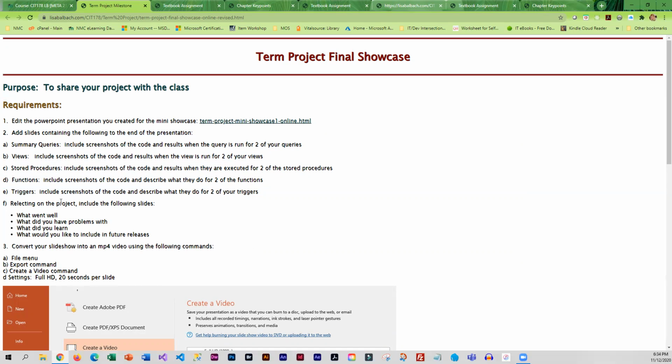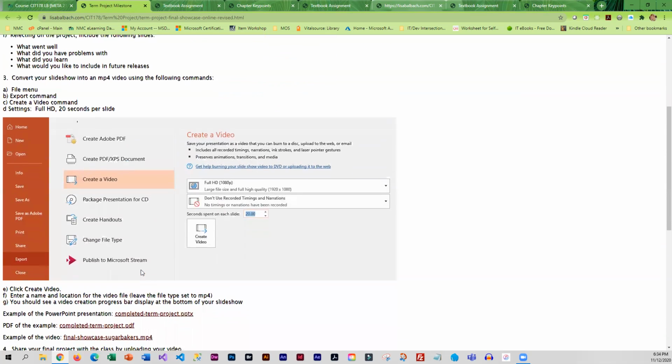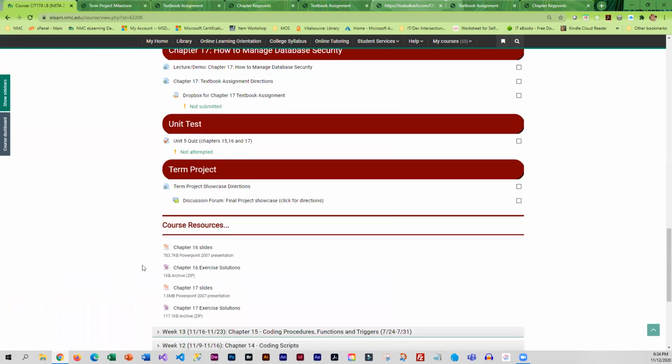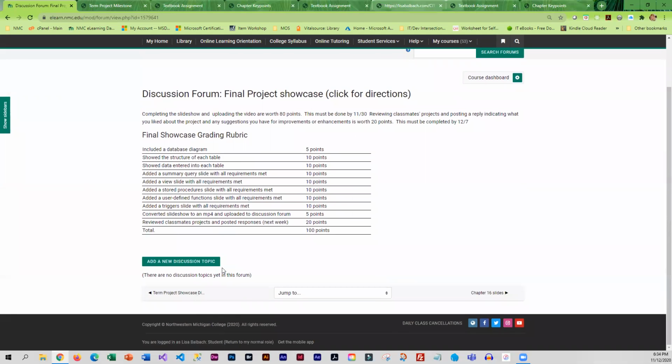So for the summary queries, the views, stored procedures, functions, for all of these, you need to pick 2, okay, and include 2 on the slides and kind of describe what they do. So screenshot of the code, little description of what it does. Once you add these slides to your slideshow, then you are going to convert it into an MP4, and you are going to take the MP4 and you're going to put it into the discussion forum. And that needs to be done by the 30th.